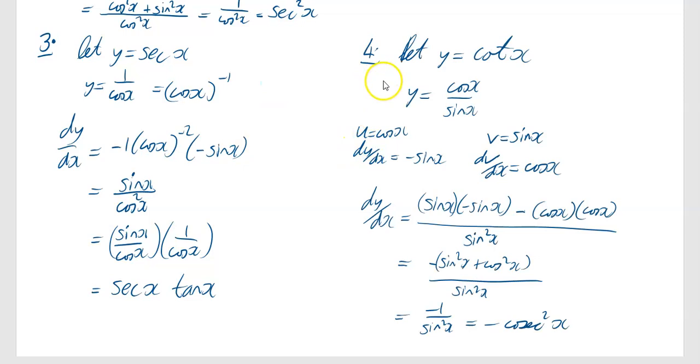Okay, and the last one, which is very similar to differentiating tan. If you write your cot as cos over sine, then your u is equal to cos x, so du by dx is minus sine. V is equal to sine, so dv by dx is cos. And then this is your v du minus u dv all over v squared. So your top line, sine squared times sine times minus cos times cos becomes minus sine squared minus cos squared, or you can take a minus outside the bracket, leaving you sine squared plus cos squared. Sine squared plus cos squared we know is 1, so minus of 1 is minus 1. So we have minus 1 over sine squared, which is minus cosec squared.